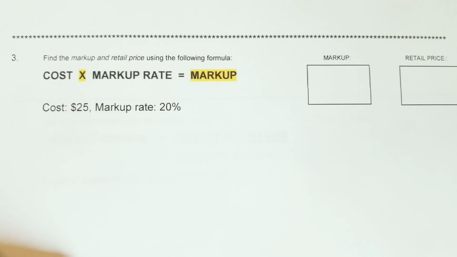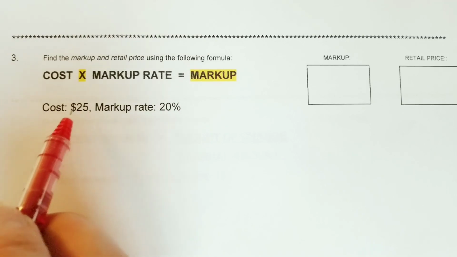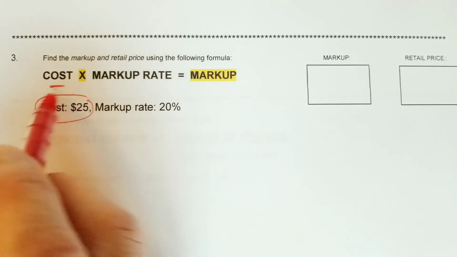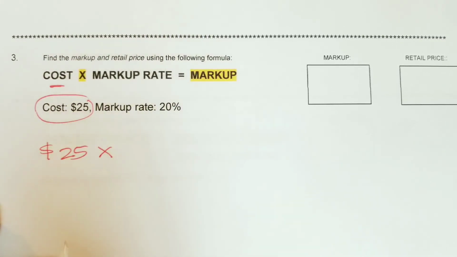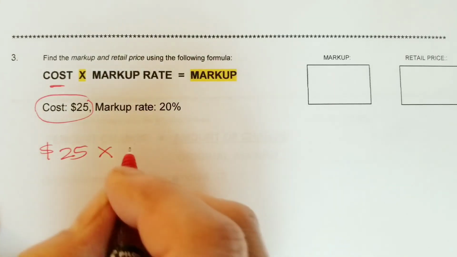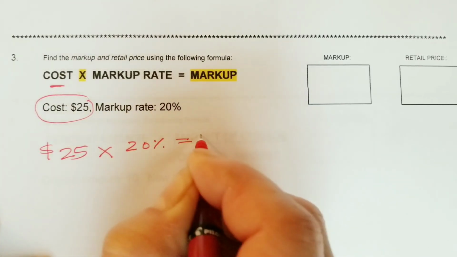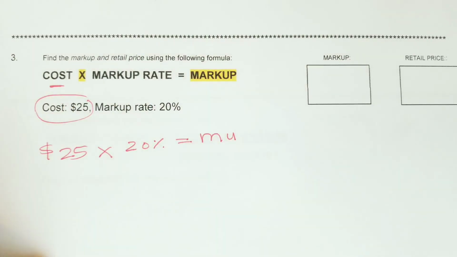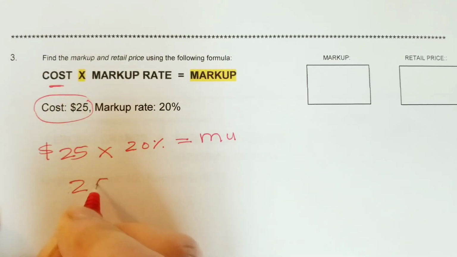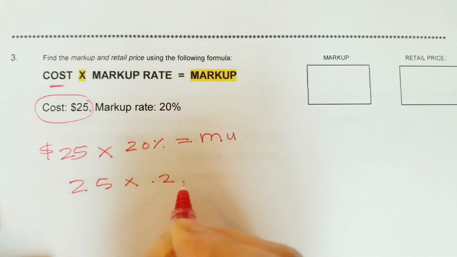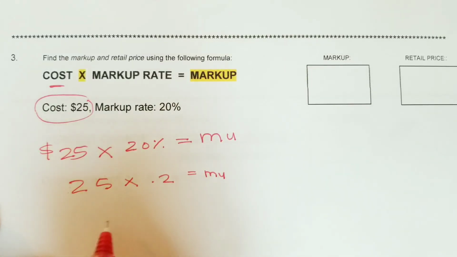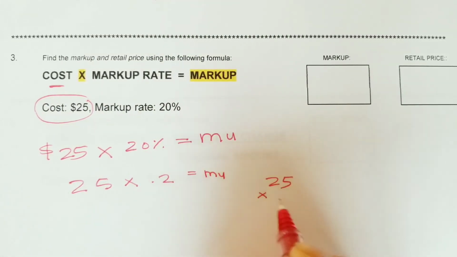Okay, here's another formula with markup and cost. So again, plugging in the correct values into the correct spots here. So our cost is $25 times our markup rate, and our markup rate is 20%, equals our markup. We can just label that MU. So we have 25 times, turning 20% to a decimal, 0.20 or 0.2, equals our markup. And then 25 times 0.2 is 50.